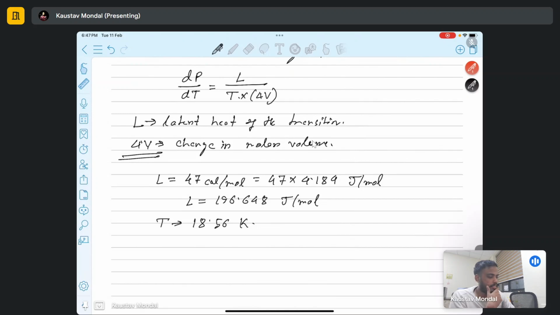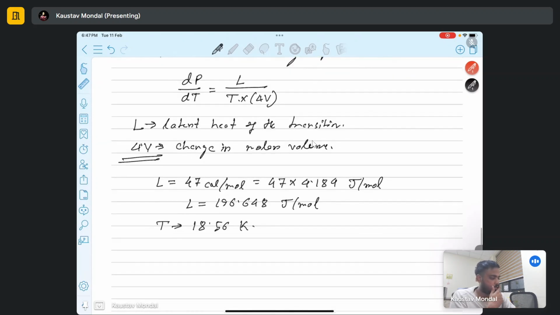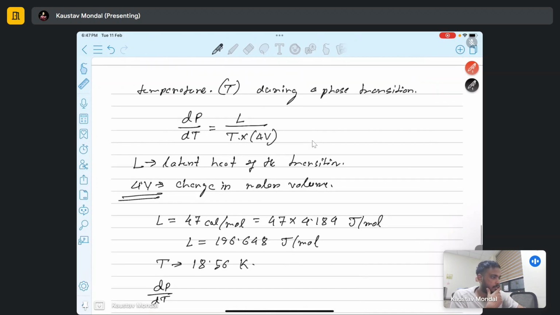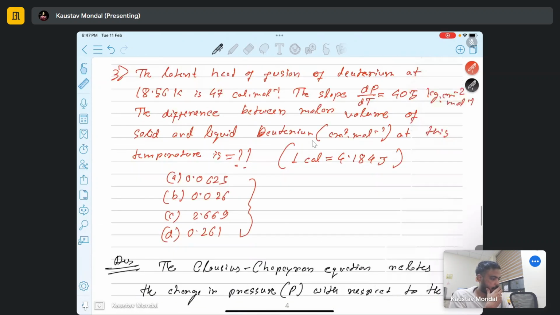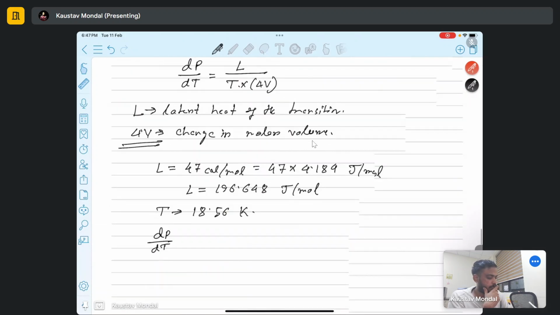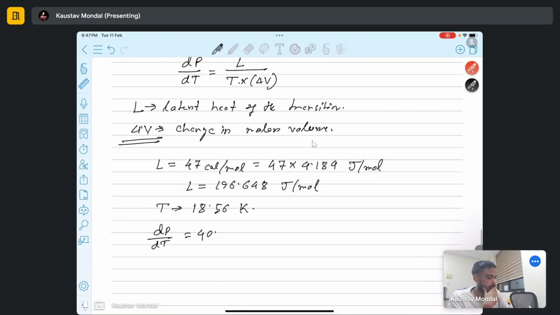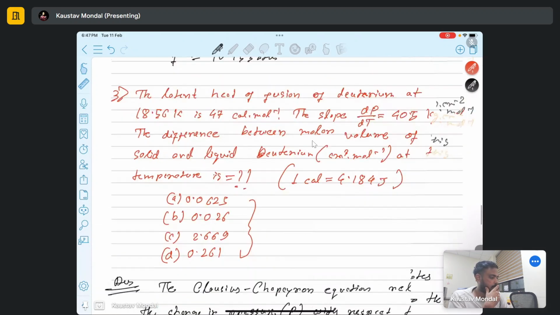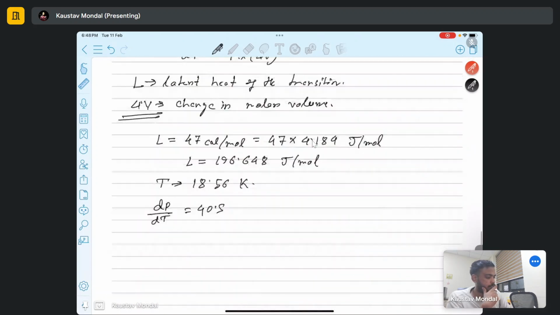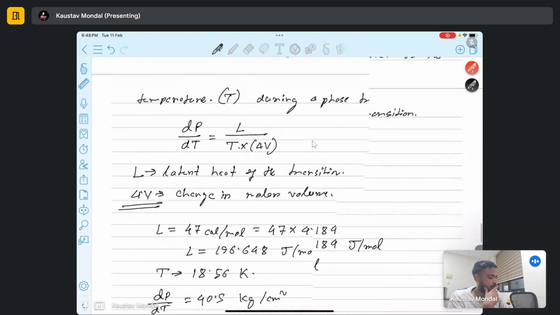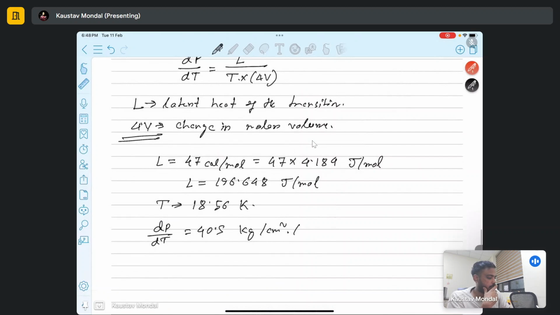Now delta V we have to calculate. So let me just, dP/dT is also mentioned here. What is dP/dT? It is 40.5 kg per centimeter square per mole inverse.